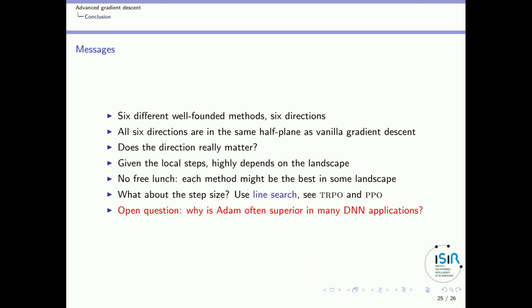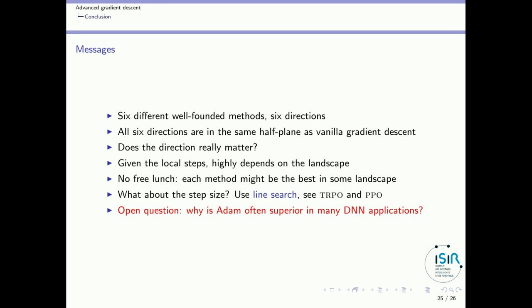And the idea is that this is because you are performing very local steps without knowing where your optimum is. So those local steps will be good or bad depending highly on the cost landscape. Okay. And we have seen that, in fact, there is a no-free-lunch effect, that each method might be the best in some landscape, and another method will be the best on a different landscape.